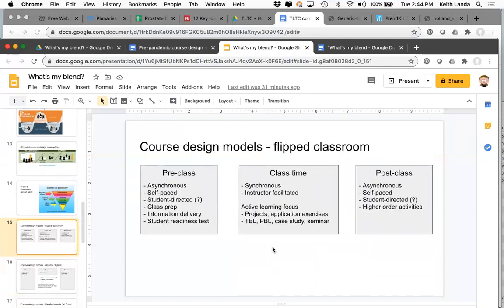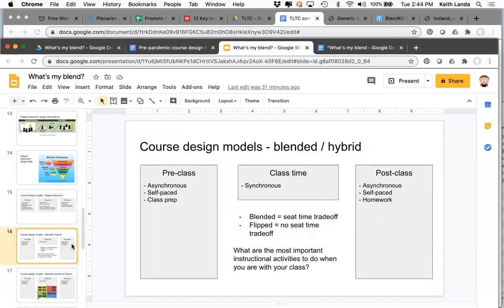Again, with this flipped classroom model, we're talking about the same basic structure, but just trying to fine tune what we're using the class time for, therefore changing what we're expecting students to do outside of class. Taking this one step further would be to actually develop a more blended hybrid classroom model.